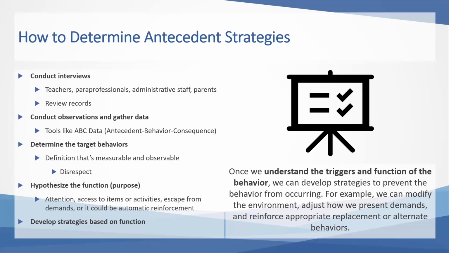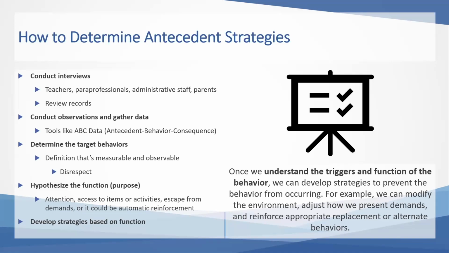Next, we clearly define the target behavior. And this is a really important step because that definition has to be observable and measurable. So instead of something vague like the student was disrespectful, we would have to define exactly what that looks like, such as talking back, refusing to follow directions, or using inappropriate language so that everybody is on the same page. Any person that reads that behavioral definition and walks into the room should be able to identify it.